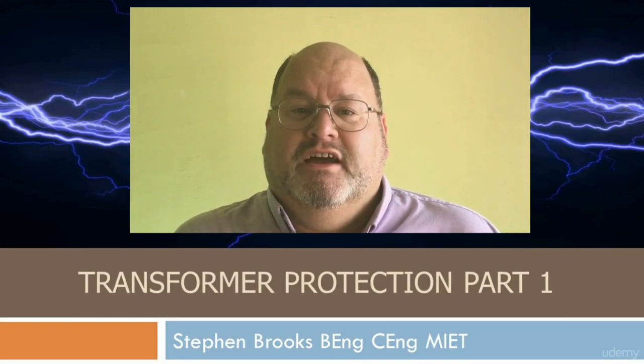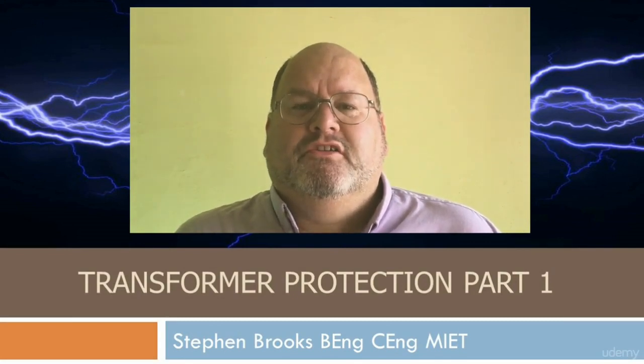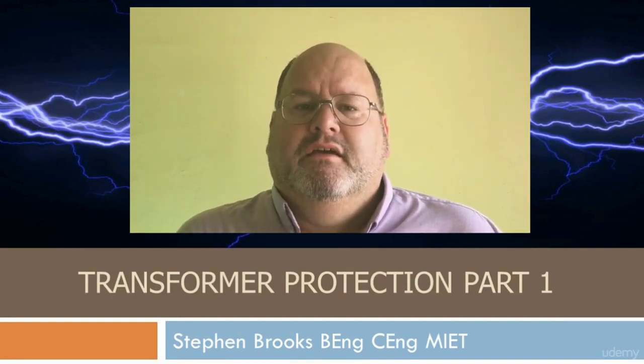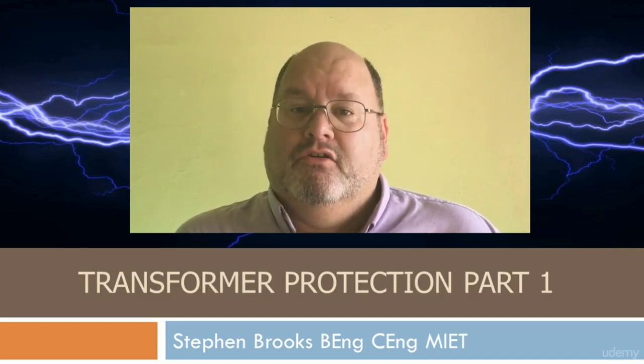Transformer bias differential protection is the main relay that we use to look after the transformers on the network. By the end of this section, you will understand the basic operation of the relay and why we need to use a bias curve to ensure that it operates correctly under all conditions.